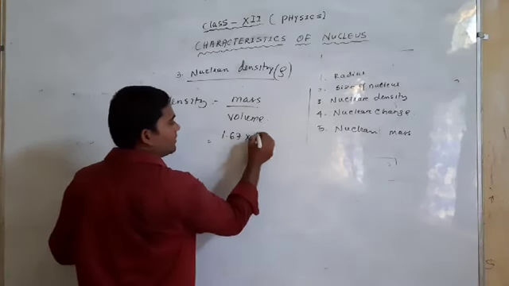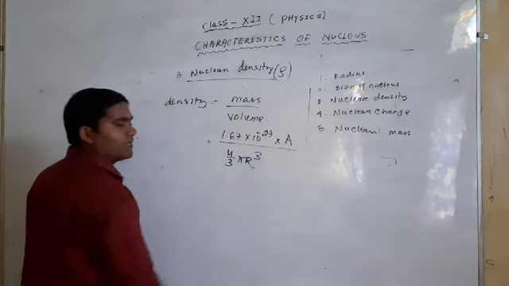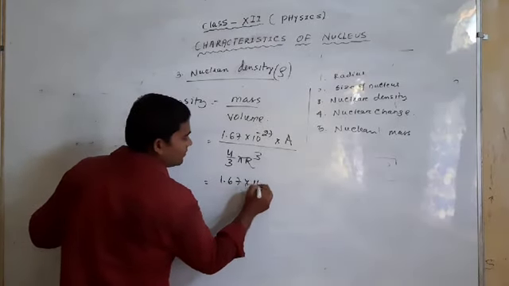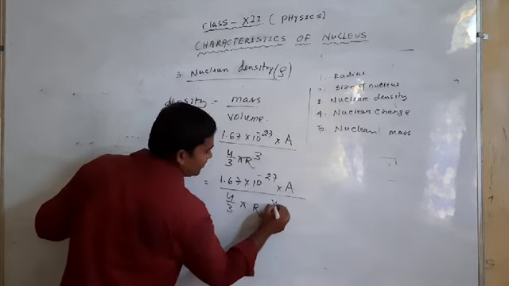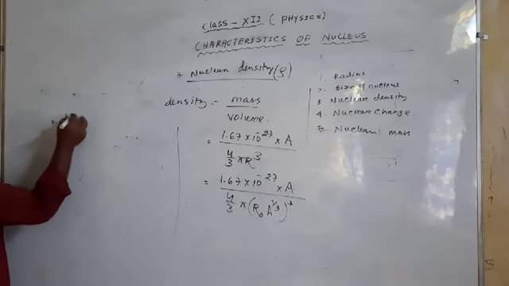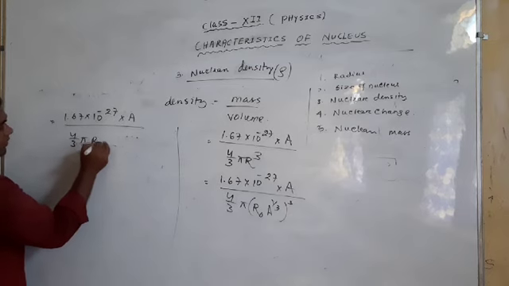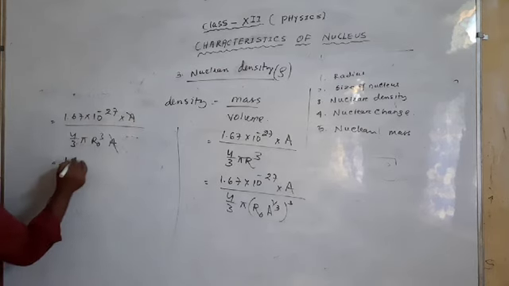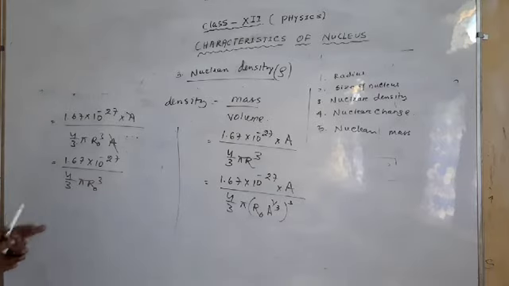So that is 1.67 times 10 to the power minus 27 times A divided by the volume of the nucleus, that is 4 by 3 pi r cube. Okay, r, the radius, is r naught A to the power 1 by 3. So that will give 1.67 times 10 to the power minus 27 times A divided by 4 by 3 pi (r naught A^(1/3))^3. If we solve this term, we find 1.67 times 10 to the power minus 27 times A divided by 4 by 3 pi r naught cube A. Okay, so A and A cancel each other. So what do we get? 1.67 times 10 to the power minus 27 divided by 4 by 3 pi r naught cube. Okay, r naught is 1.2 fermi.